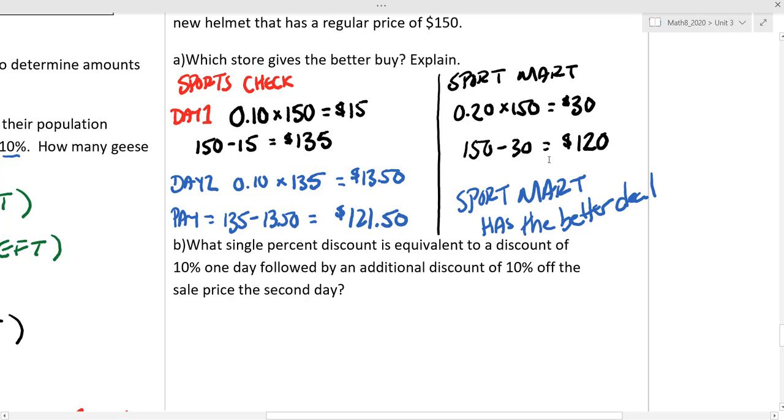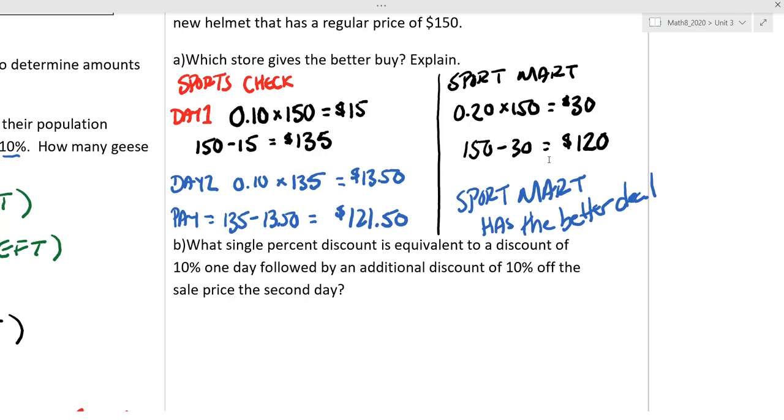So the part B goes, well, if Sports Check wanted to be, say, more honest with their advertising, and because they made it look like they're giving 20% off, made it look like the same deal as Sports Mart, 10%, but it didn't really add up to 20% off. How much money did they really give you? What percentage did they really give you off? That's what the second question is asking you. So what single percentage is equivalent to 10% off one day and 10% off the second day, right?